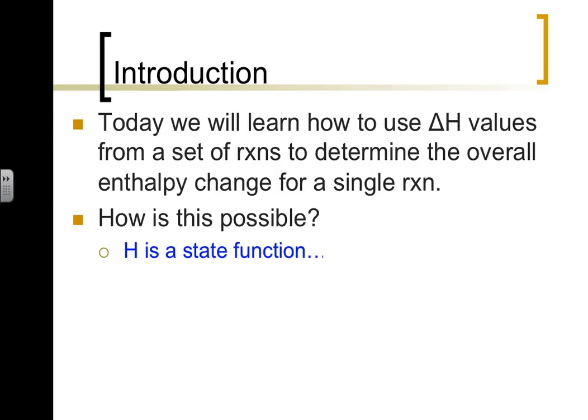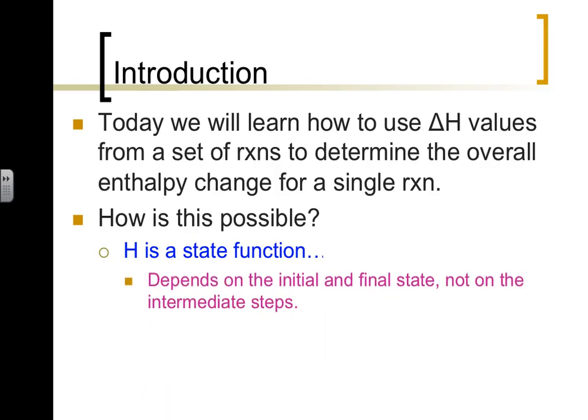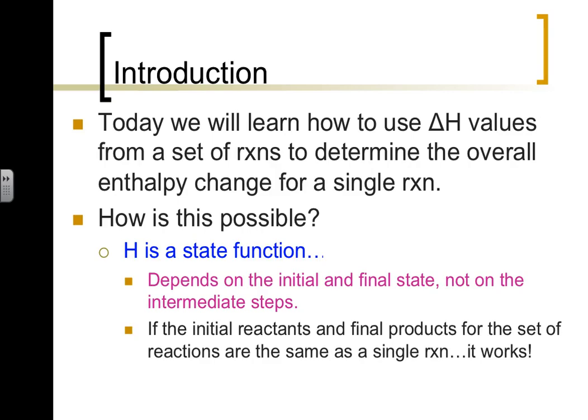The reason you can take a set of reactions and apply it to an overall reaction is because H, or enthalpy, is a state function. It depends on the initial and the final state, but the intermediate steps, the roads you take to get there, really don't matter. It's about the reactants that you start with and the products that you end with, and that's it. So if the initial reactants and final products for the set are the same as the final single reaction, then it's all going to work out.